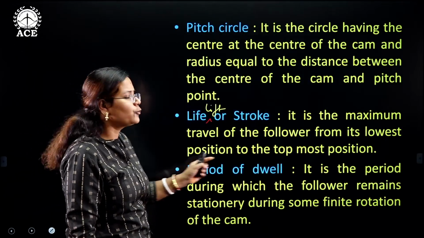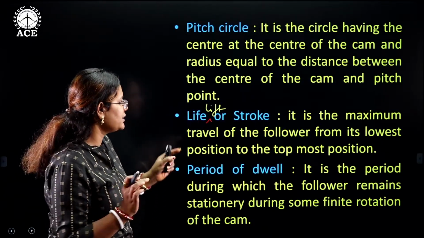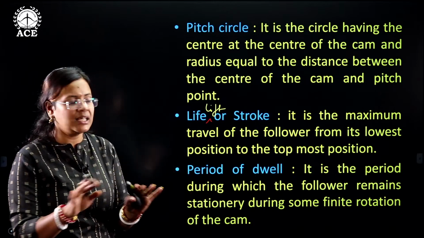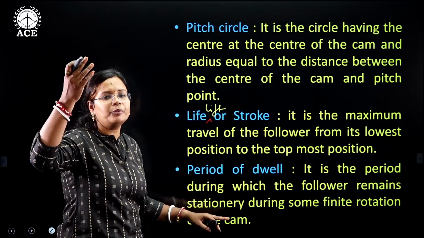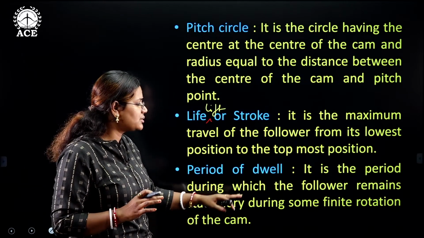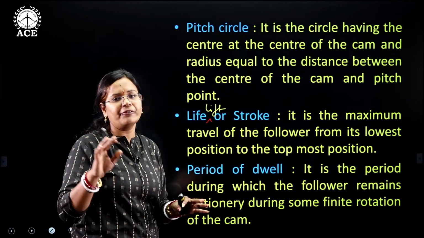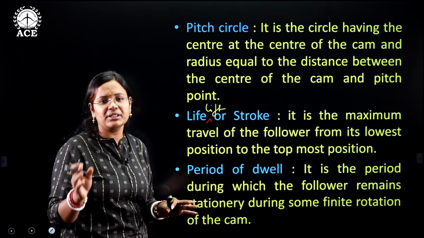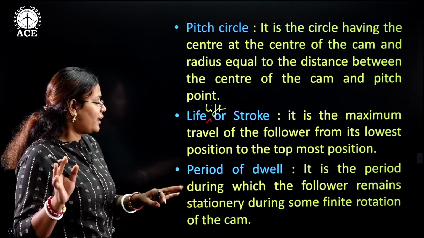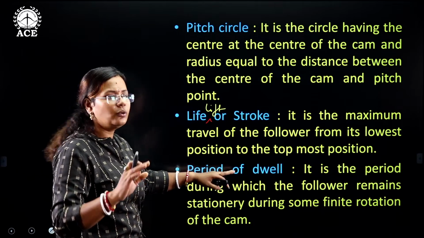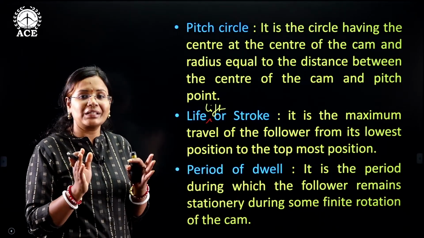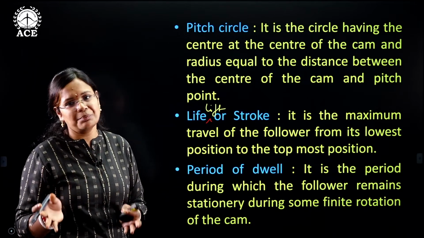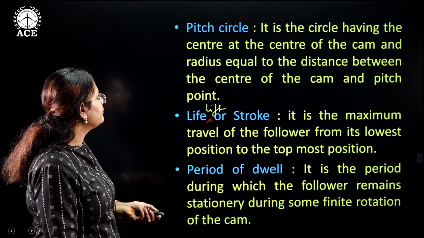So the period of dwell is the resting period, a period during which the follower remains stationary. Stationary means it is not moving, neither going up nor going down. It is stationary during some finite rotation, like a half rotation or a 1/4 rotation. During that rotation time the follower is not moving, it is just stationary. That particular time period is called the dwelling period of that follower.